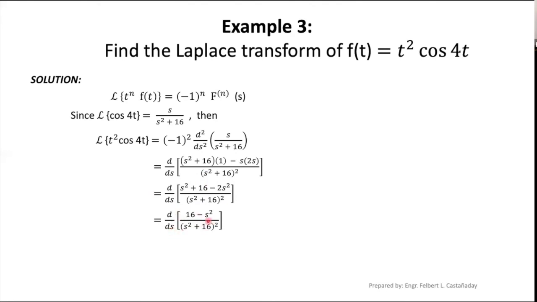And once we do it, there's no more differentiation symbol or operation there. Denominator first, so s squared plus 16, quantity raised to 2, times the derivative of the numerator, which is minus 2s, minus the numerator, which is 16 minus s squared. So you put a grouping symbol or parenthesis, and then differentiate the denominator, which is here. So using the chain rule, 2 times s squared plus 16 times the derivative of s squared plus 16, which is 2s, all over the square of the denominator. So in this case, it will become raised to 4.